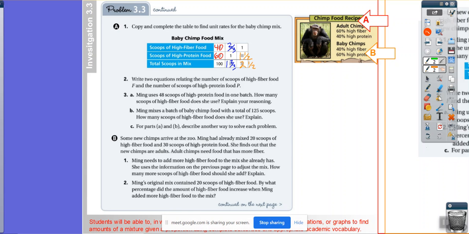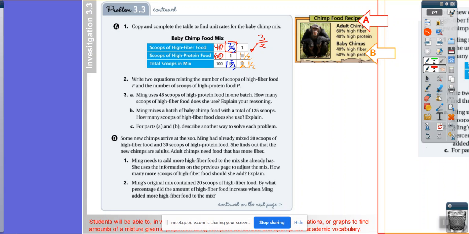Okay. And this unit is coming after the scale factor unit, right? So there's got to be some connection with scale factors. Check this out. What is the reciprocal of 2/3? 3/2. What's another way of saying 3/2? 1 1/2. Is that a coincidence? I don't think so.